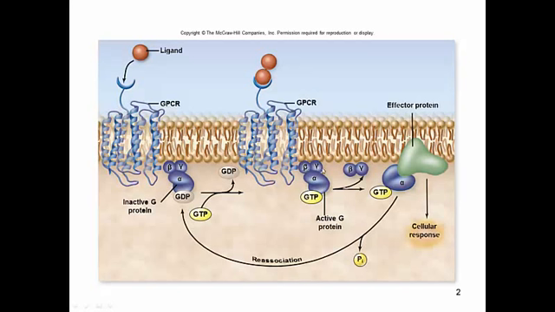The activated alpha subunit now binds to an effector protein, and this effector protein will activate other second messengers that will elicit a cellular response. So the G protein provides a link between the receptor that receives the signal and the effector protein that produces the cellular response.